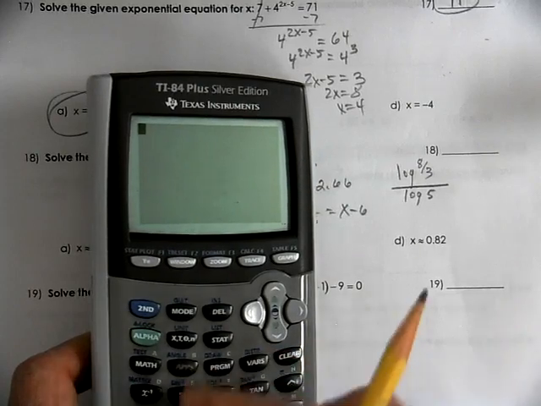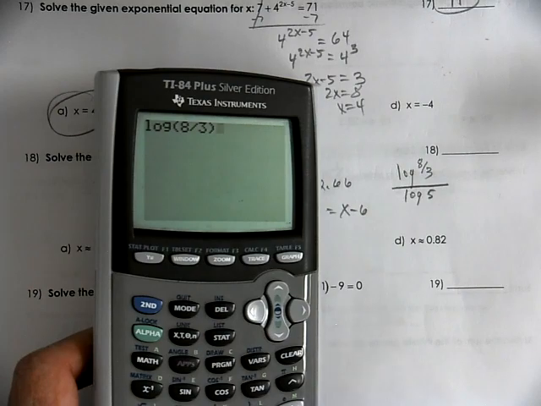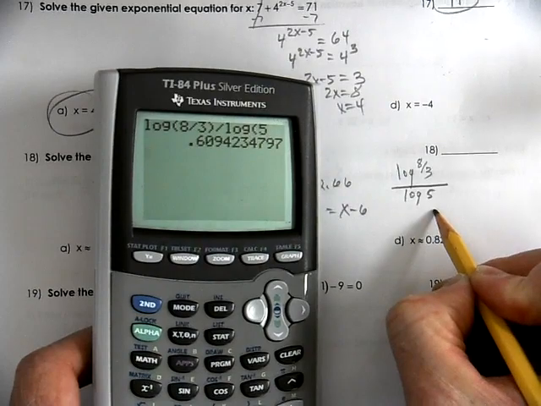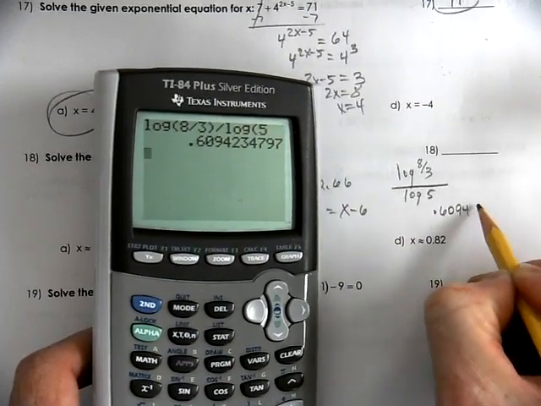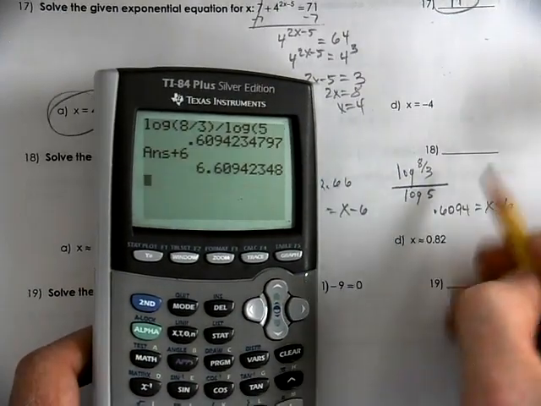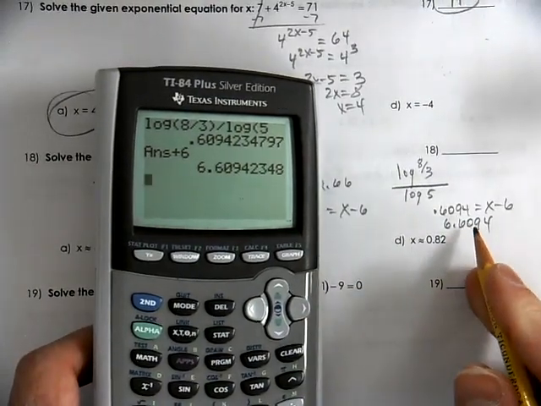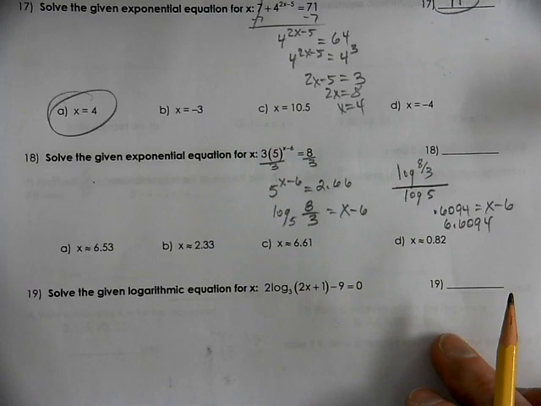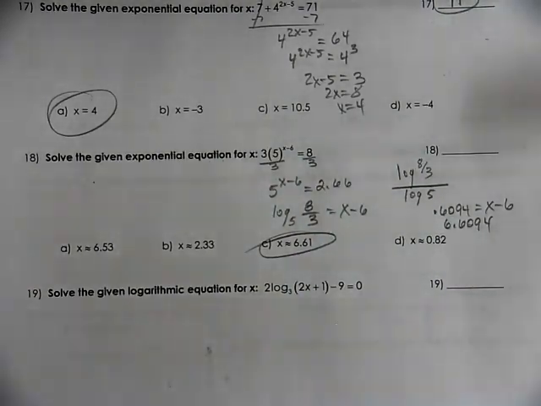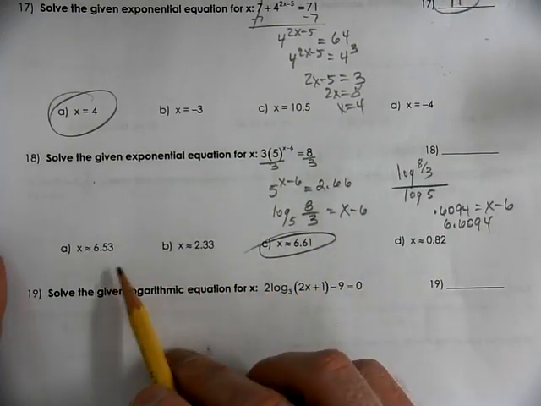That's log of 8 divided by 3. Got to have that in parentheses. Divided by log of 5. That is 0.6094. That equals x minus 6. So I'm going to add 6 to this and get 6.609, which would be 6.61. Not 6.5. That's not what it is.